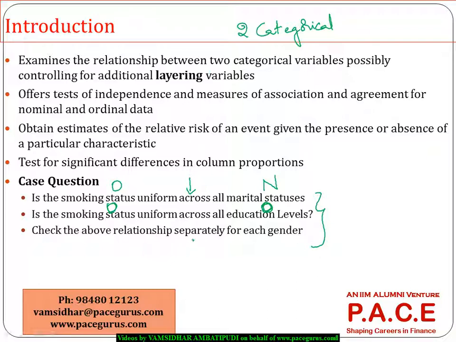And finally, we are even bringing in the layering by doing it separately for each gender. Initially, I will do it uniformly across the whole set of data, but after that, I would like to handle it separately for male and female to see if the relationships differ between male and female as far as the uniformity of the smoking status is concerned. Alright, so we'll try to address these questions from our data. So let's get started with it.